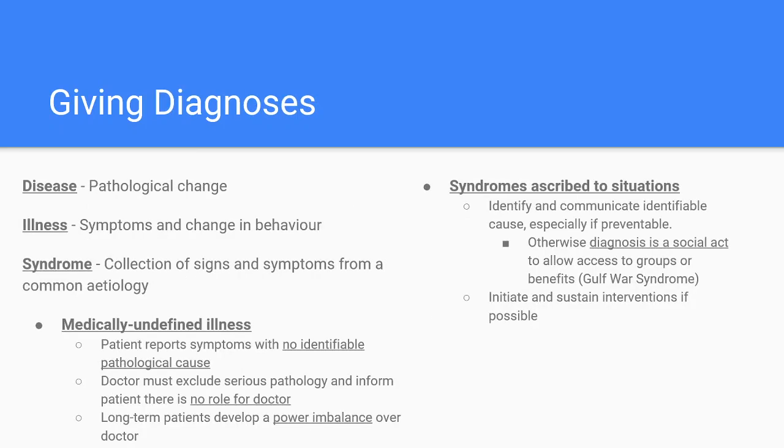So when you're giving diagnoses, there are three things that you need to differentiate. You need to know that a disease is a pathological change. An illness is where you have symptoms and a change in behaviour, and a syndrome is a collection of signs and symptoms from a common etiology. Examples of syndromes are Down syndrome, where we know the etiology, but also things like Kawasaki's disease or PCOS, which we know how it works, but we don't really know the etiology.